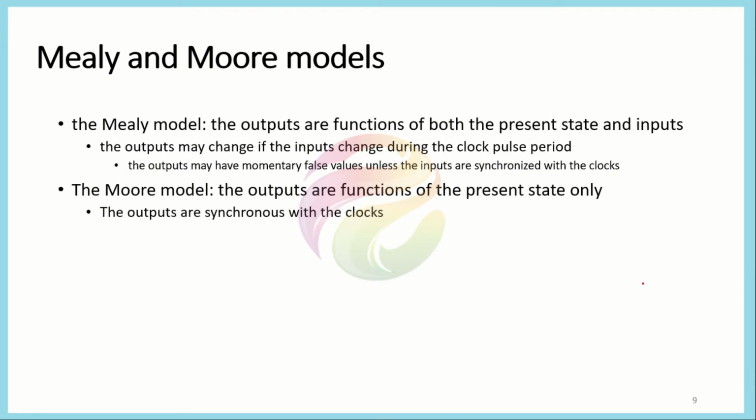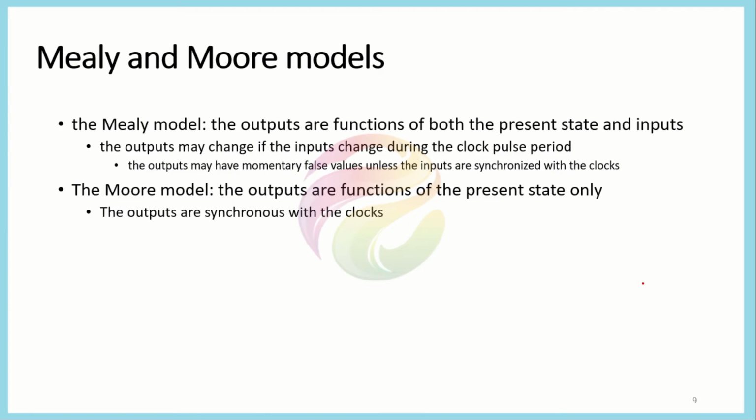We have discussed a few different types of state diagrams here. These state diagrams follow two special structures which we represent as the Mealy and the Moore models. The Mealy and the Moore models represent the type of state diagram or state machine that we are using. In the Mealy model, the outputs are a function of both the present state of the system and the input of the system. So the output would change if the input changes during the clock pulse period.